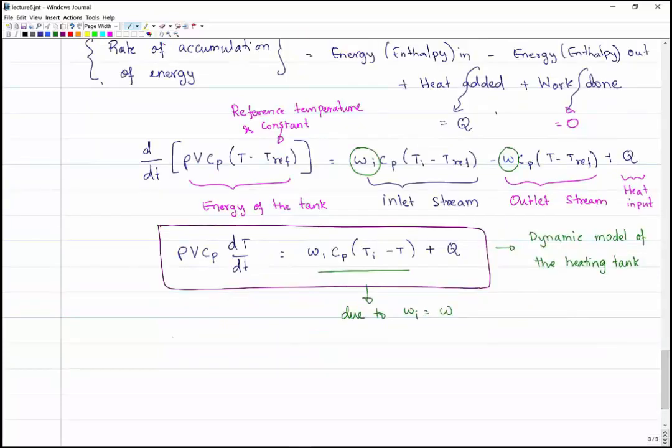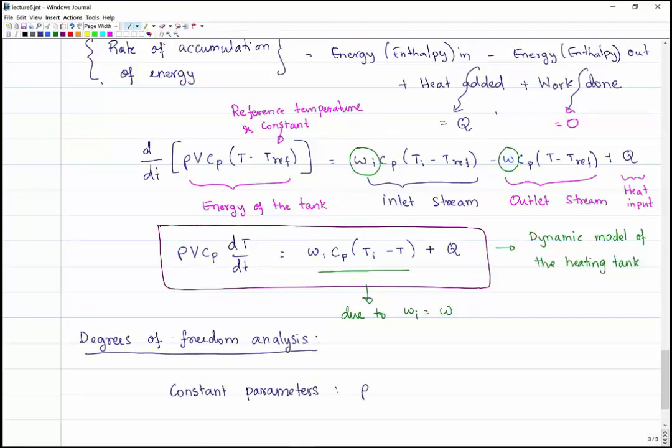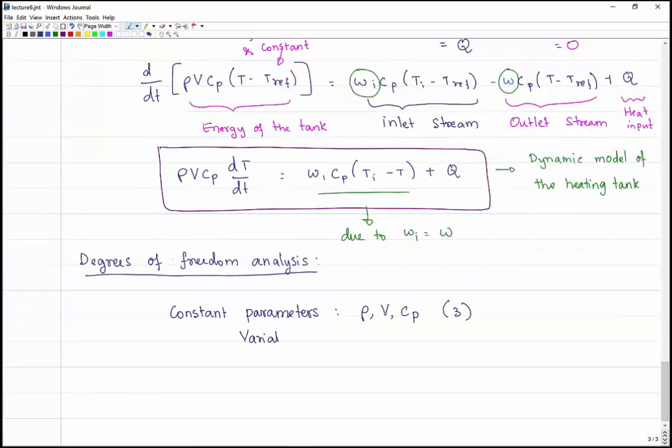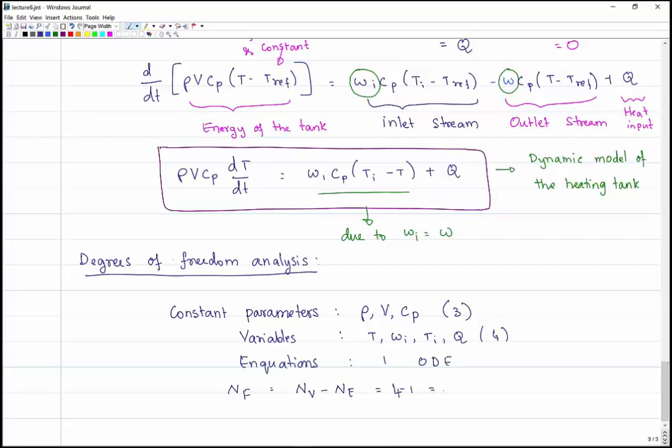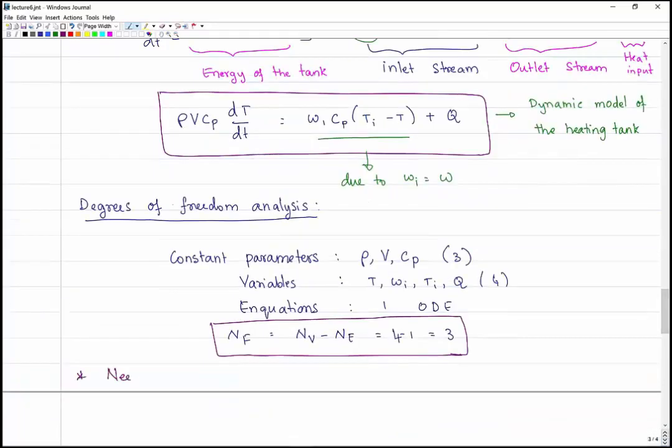Now let's perform quickly a degrees of freedom analysis. There are three constant parameters in this model: rho, V, Cp. T, Wi, Ti, and Q are the variables, and there is one ordinary differential equation. And therefore, the degrees of freedom are 4 minus 1, 3. And we need to specify three independent variables in terms of inlet flow rate, inlet temperature, and the amount of heat added to the process. By specifying these three independent variables, we will be able to solve the ordinary differential equation here.